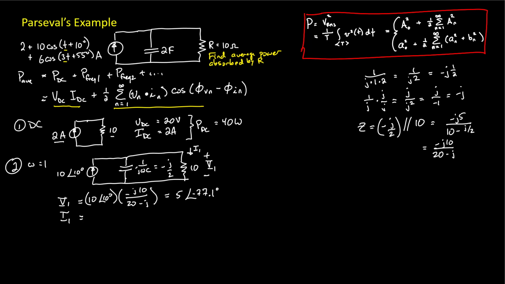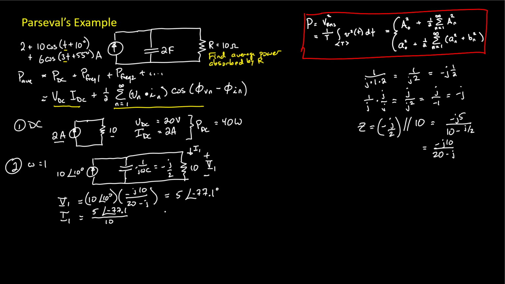Now to find that current, we can't do the same thing for the current. We can't combine these things or we'll destroy the current. One way to do that, the simplest way, but the way I don't want you to do it, is with a current divider. You could say that the current through here is equal to this current times this over the sum of the two, and that would be correct. But it's a whole lot easier saying, if I know the voltage across the 10 ohm resistor is equal to 5 at an angle of minus 77.1, and if I know that resistance is 10 ohms, then just divide the two to get current.